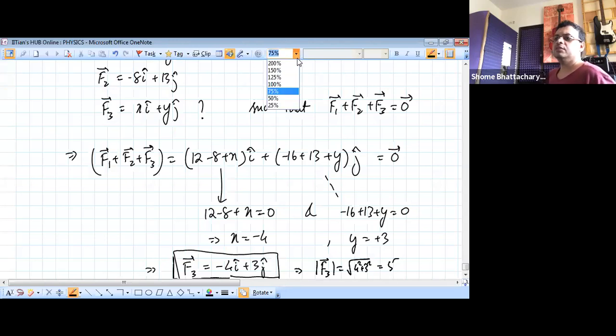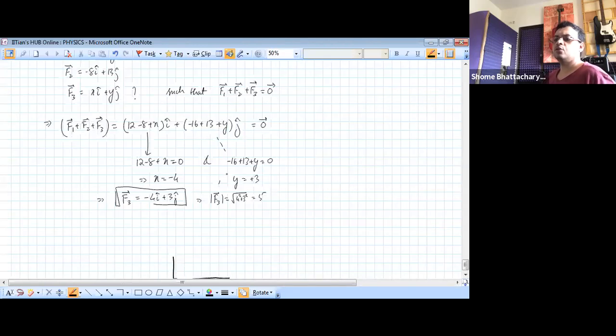But this is just one convenient way of solving the problem. Even otherwise, you could have just drawn the vectors and done this question logically. There are ways by which you can do it just by the basic information also.